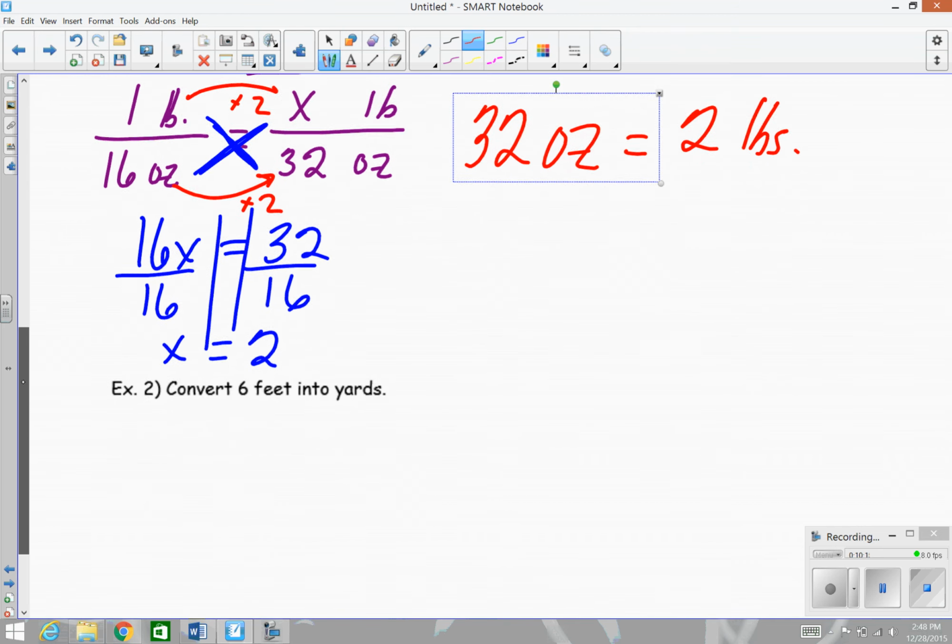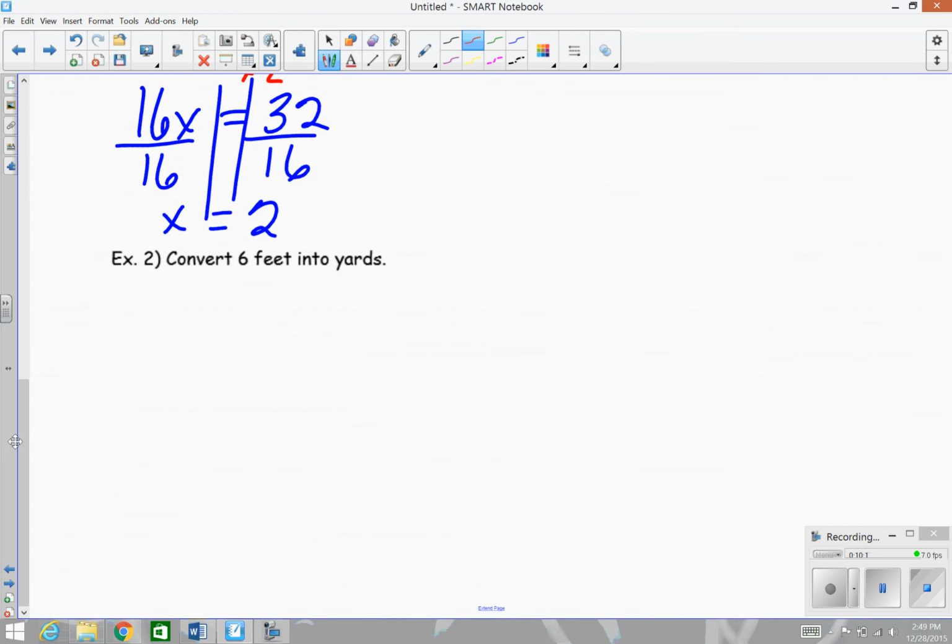Jot down any questions you have. We'll do the next one, and then you're on your own. For this one, they tell us 6 feet. We want to convert 6 feet into yards. Now, this is one of those conversion factors that you should have memorized. New York State's not going to give that to you on the reference sheet, so you really got to remember it. Hopefully you know that 3 feet equals 1 yard, or 1 yard equals 3 feet.